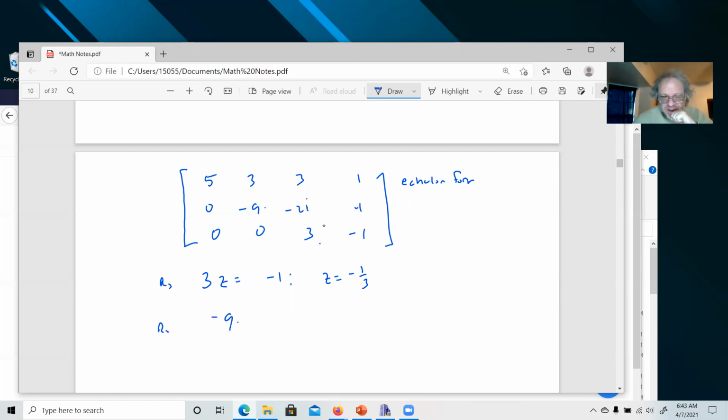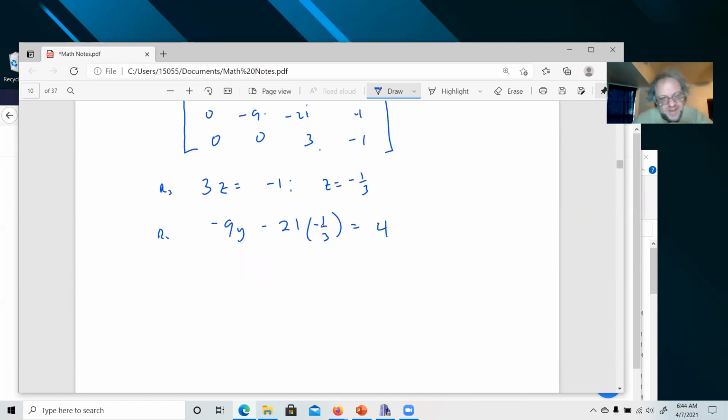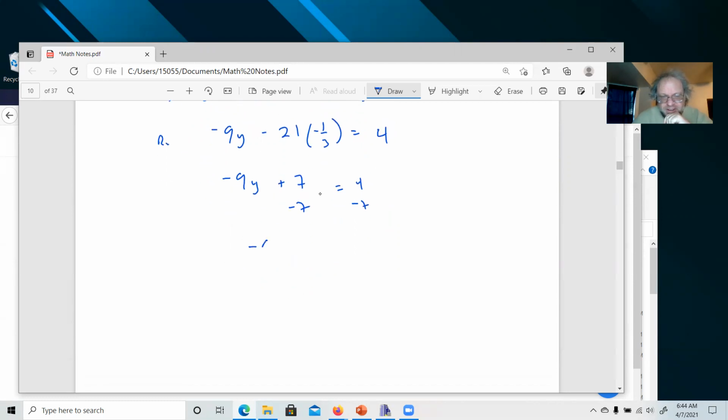So negative 9y minus 21 times negative 1/3 is equal to 4. I suppose we could have multiplied through by negative 1 here. Whatever. Okay, so 21 over 3, what is that, 7? Okay, it's equal to 4. So if I go ahead and subtract 7 from both sides, we get negative 9y equals negative 3. Oh, joy, they gave us another fraction.